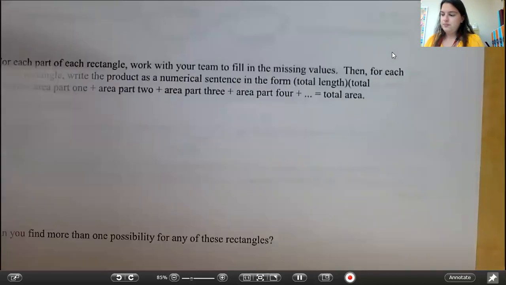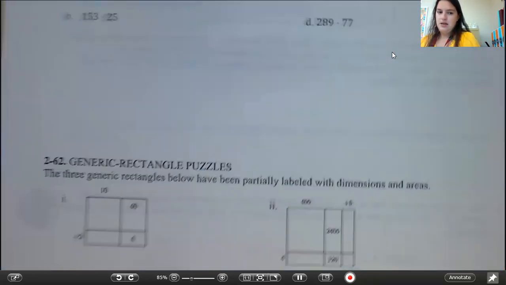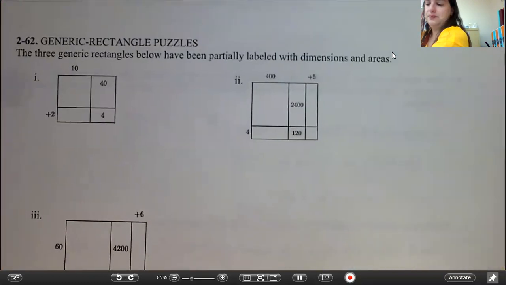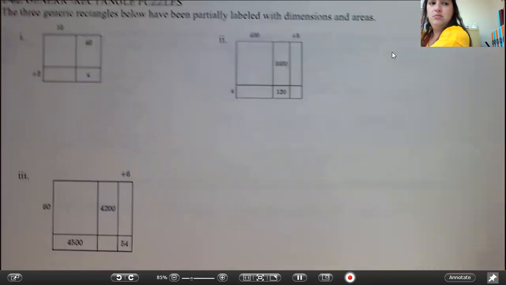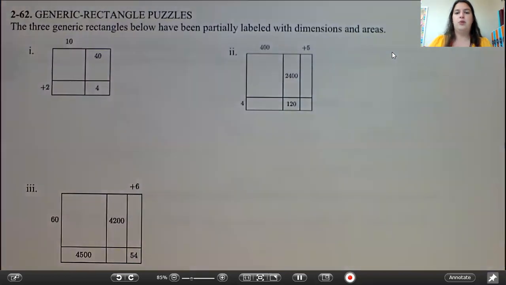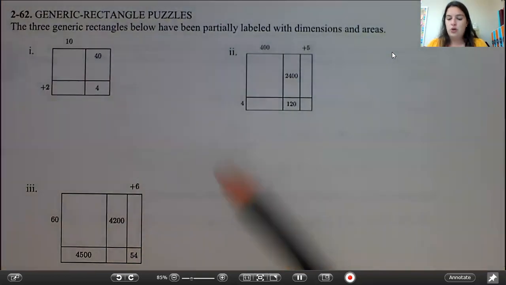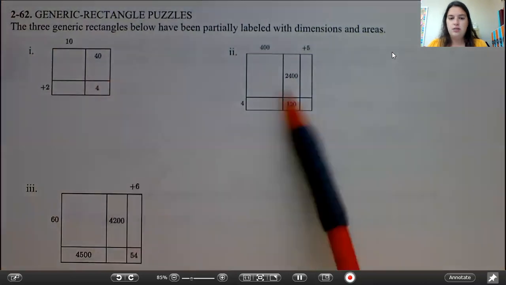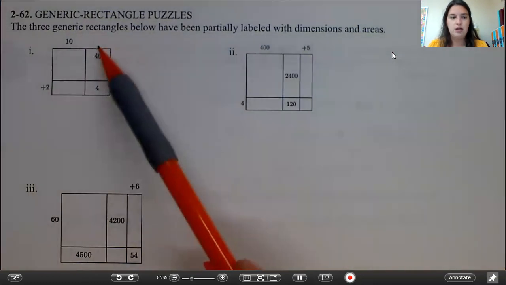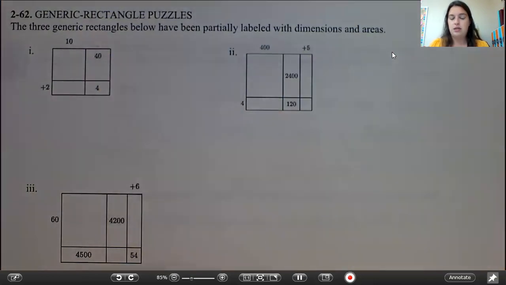Now we need to flip to 262. It says, generic rectangle puzzles. The 3 generic rectangles below have been partially labeled with the dimensions and areas. So your job is to fill in the rest of the puzzles, solve the puzzles. Sometimes you might have to figure it out up here. Sometimes you might do the areas inside the boxes. You have 3 that you need to do, and we will check them over in class.